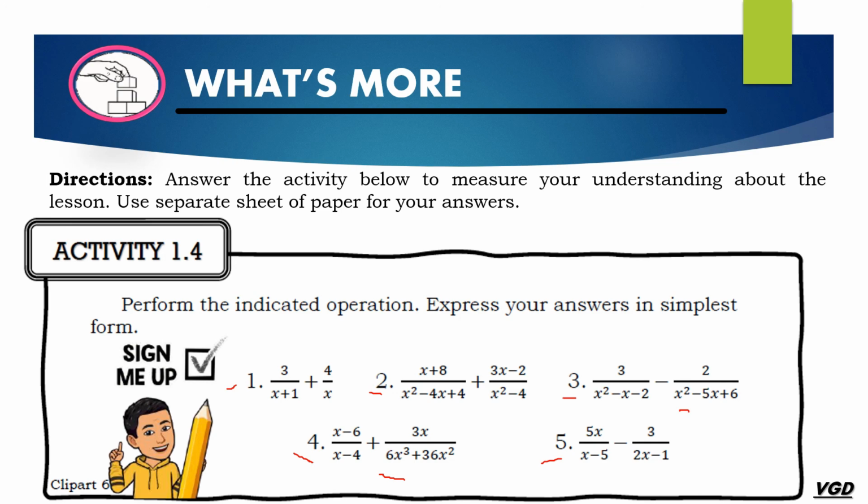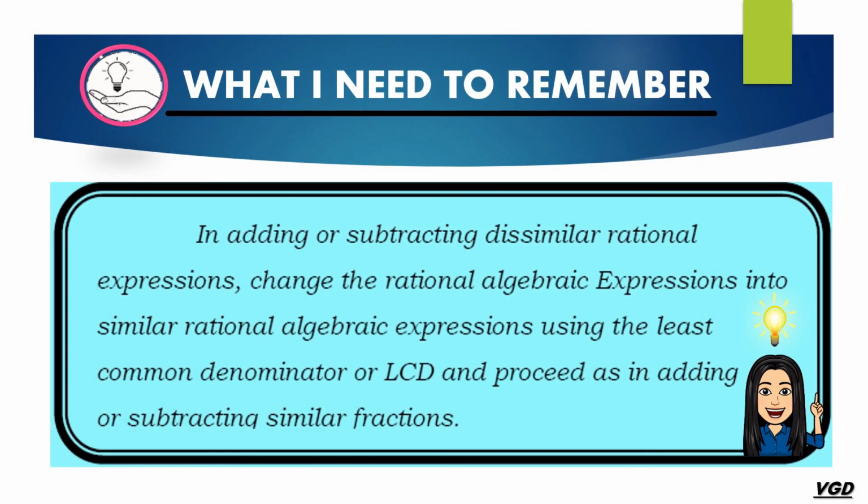Good luck in answering, and I know you will be able to do it. Just remember this rule in adding or subtracting dissimilar rational expressions. Change the rational algebraic expressions into similar rational algebraic expressions using the least common denominator or LCD, and proceed as in adding or subtracting similar fractions. Do not forget this one.